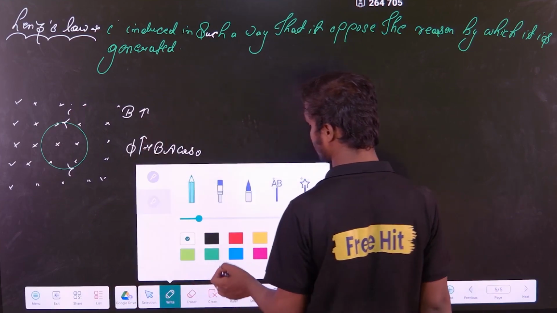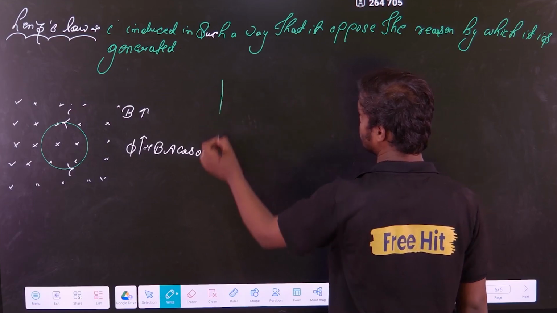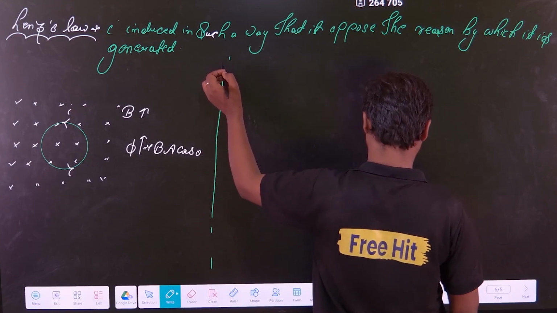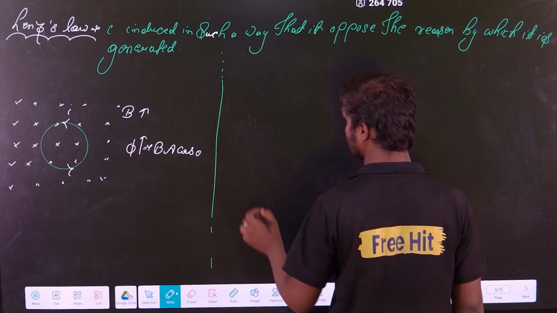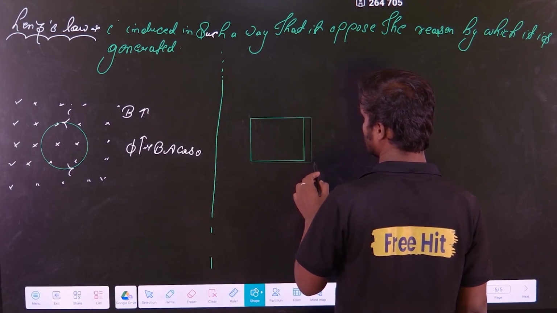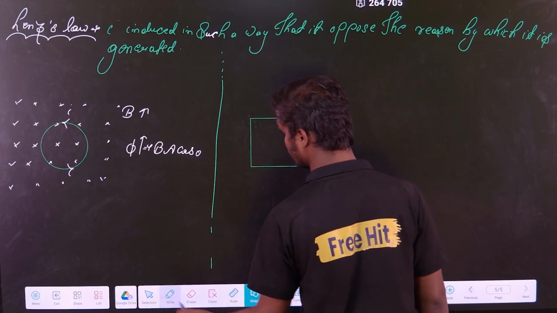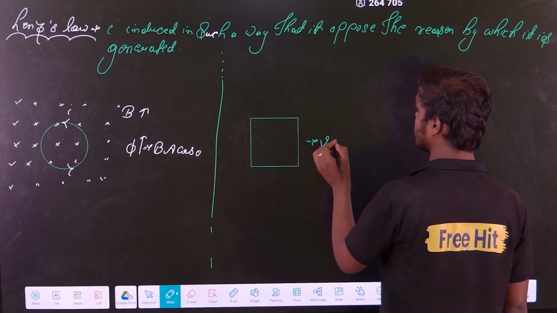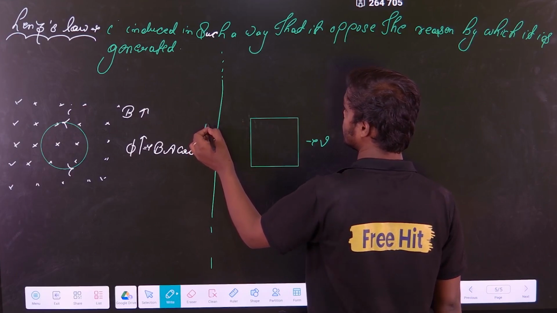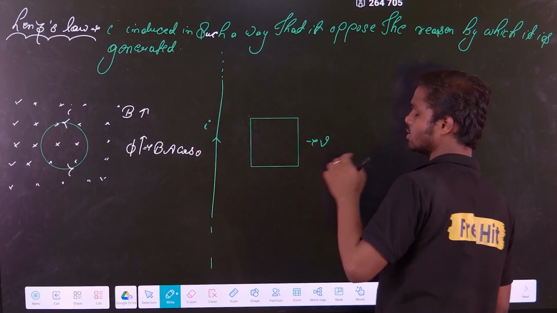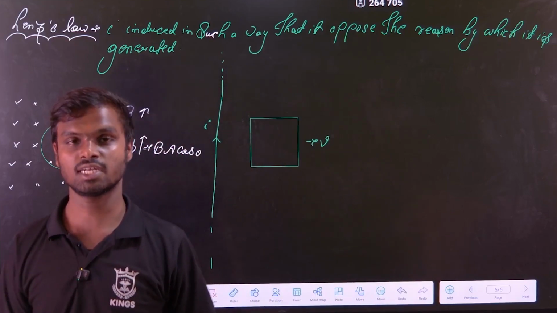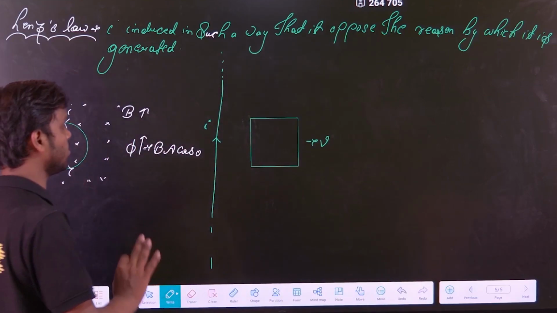Let us take some example, then you will understand. Suppose there is an infinite long wire, correct? Infinite long wire, and suppose I have this square, and suppose it is moving with a velocity of v, correct? My question is very simple. Suppose the current is I, what is the direction of current induced? You have to tell me the direction. I'm not asking the magnitude, first you tell me the direction.